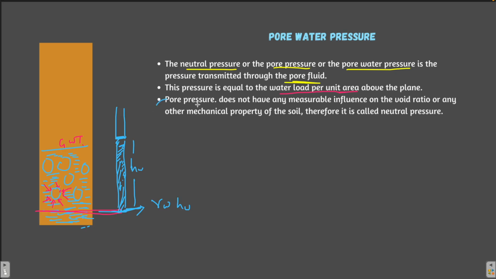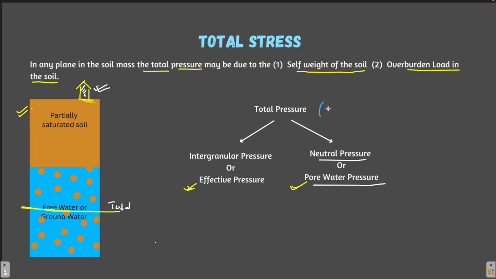Now, the third point is that the pore pressure does not have any measurable influence on the void ratio or any other mechanical property of the soil. Therefore, it is called neutral pressure. Now, the total pressure or the total stress in the soil is denoted by sigma. This sigma consists of two parts: sigma dashed, called the effective stress, and the pore water pressure, denoted by U. So the total pressure is the summation of effective pressure plus the pore water pressure. This equation is very important. You can easily calculate the total pressure in the soil.